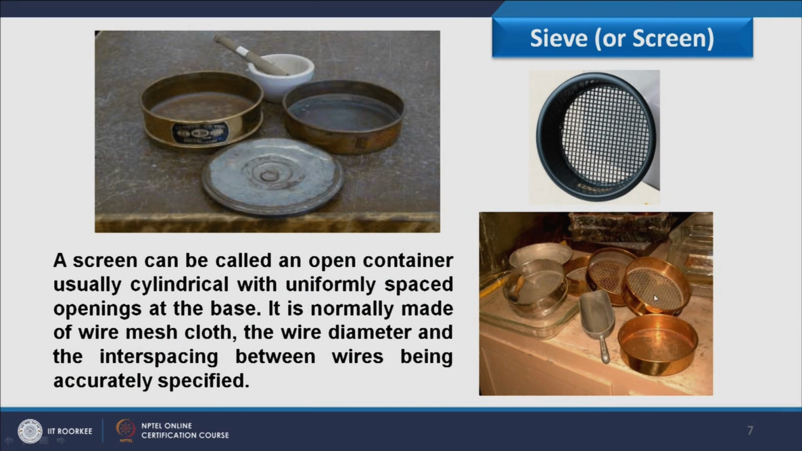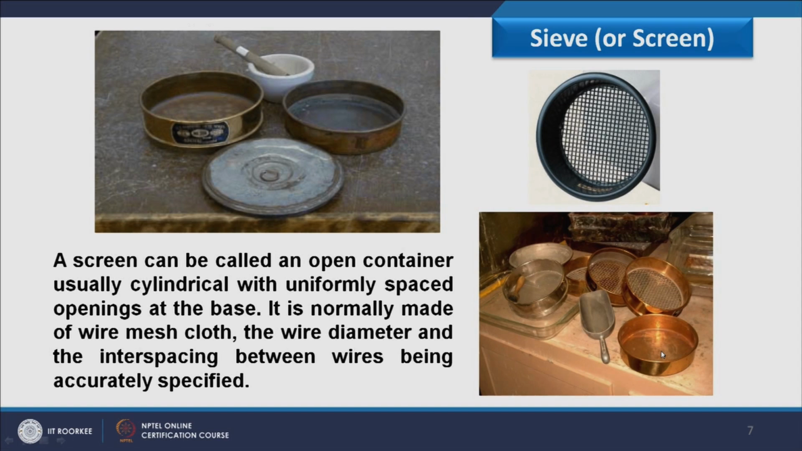If you see these two screens, one has a larger opening in comparison to the other. So, a larger particle can pass through this one and a smaller particle can pass through the other. Along with this, in this particular figure, we have another container which has no opening at the base. So, we call it a pan.